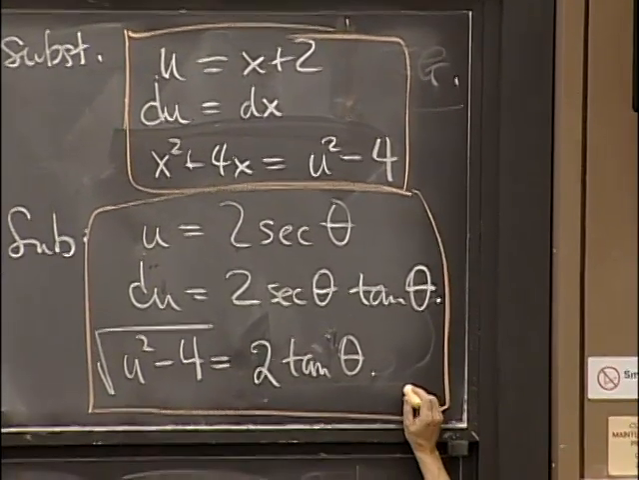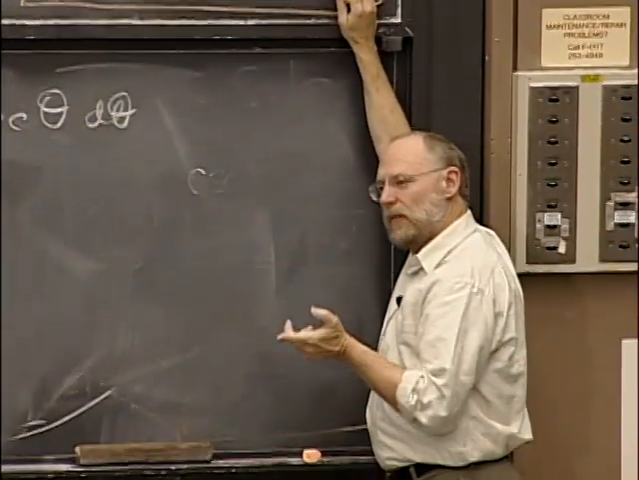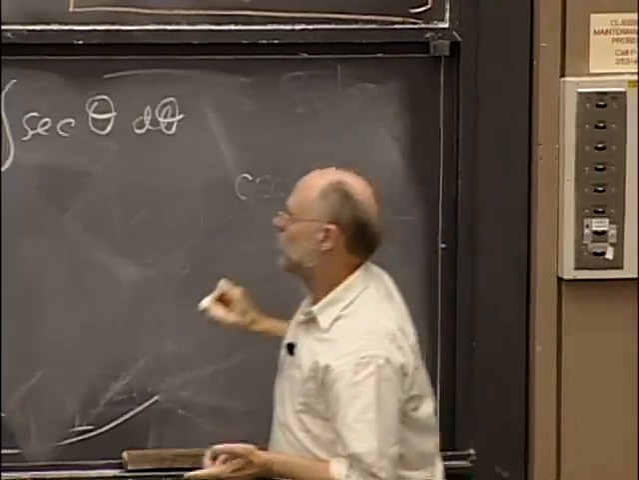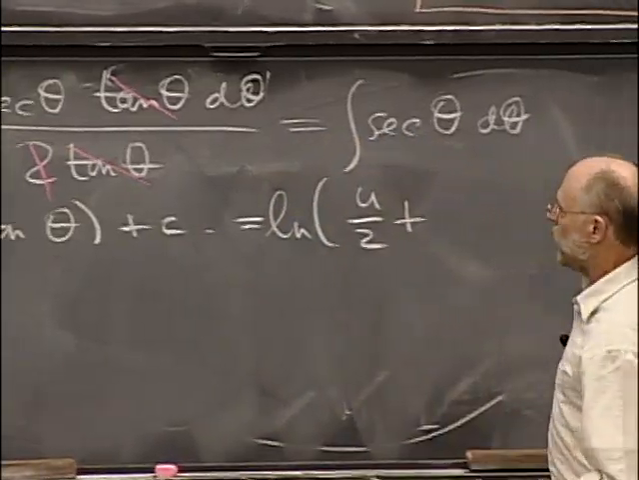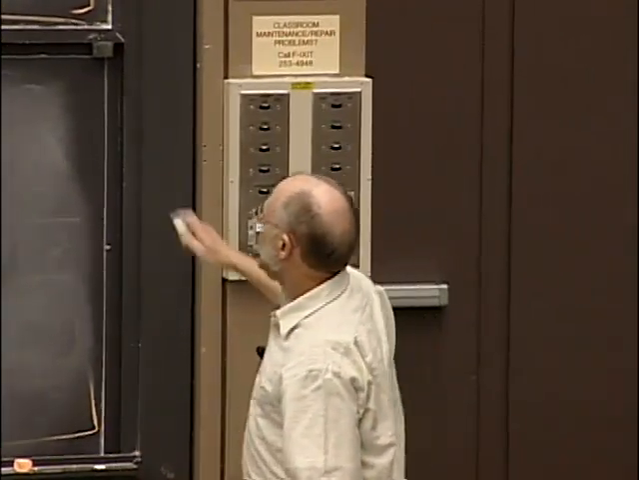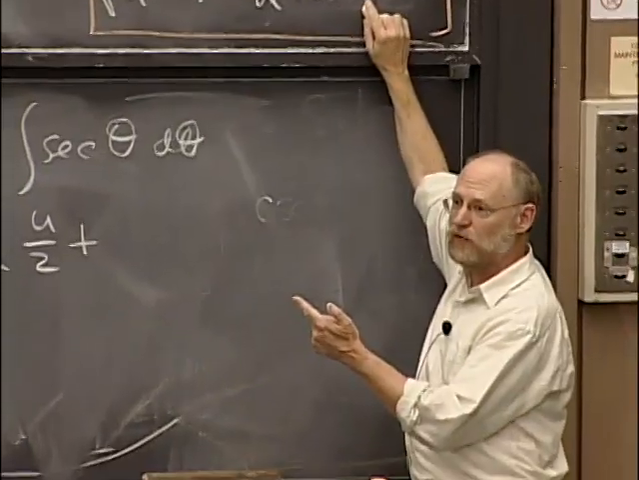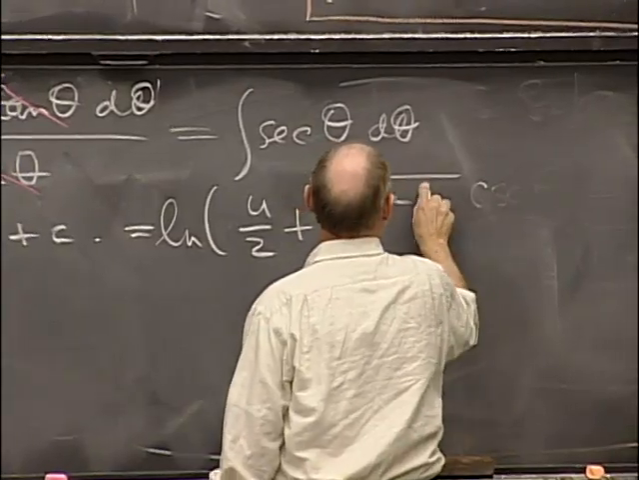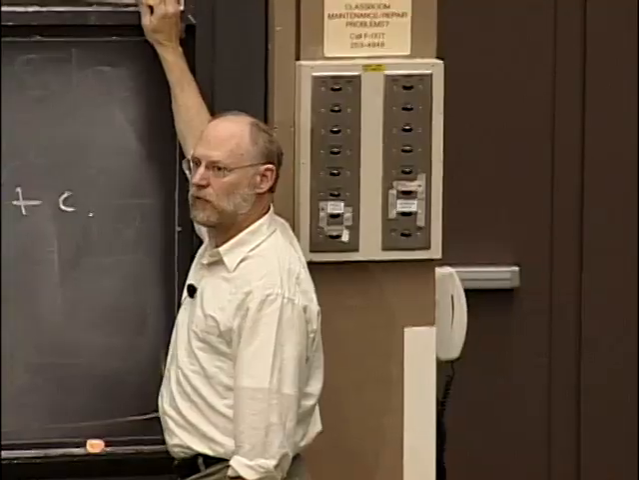Let's see. I have this trig substitution here, and I could use my triangle trick if I need to, but maybe I don't need to. Do I know what the secant of theta is in terms of u? Well, I do. So I get the natural logarithm of u over 2. Do I know what the tangent is in terms of u? Well, I do. It's here. So I lucked out in this case, and I don't have to use that triangle trick. So the tangent of theta is the square root of u squared minus 4 over 2. Good. So I've undone this trig substitution.